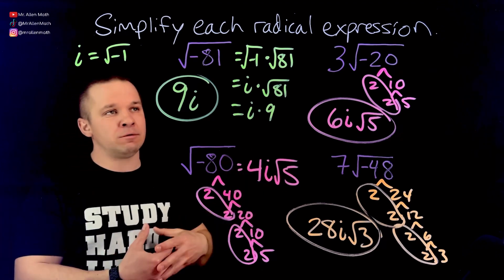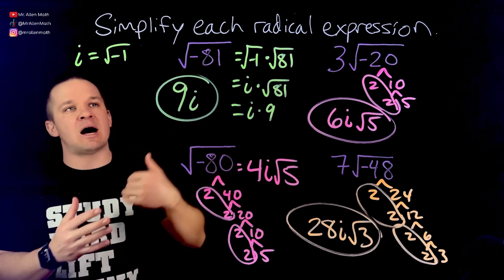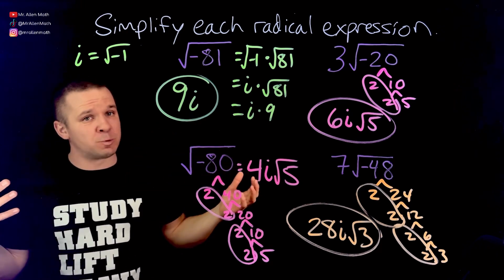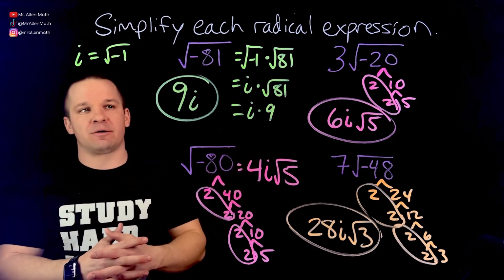If there's a negative in the root, I can take that out. If it's a negative in the square root or an even root, I can take that i out. Everything else works the same as if you were just dealing with real numbers in the way that you simplified radicals in the first place.